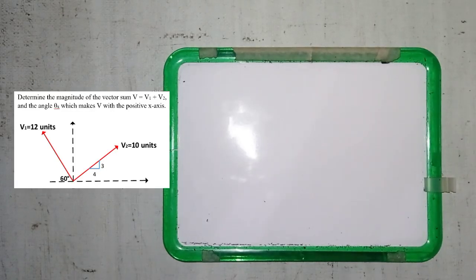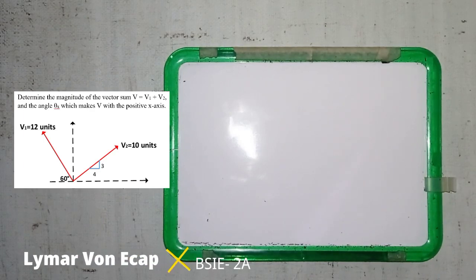Flashing now on your screen is the problem. We need to determine the magnitude of the vector sum v, which is equal to v sub 1 plus v sub 2, and the angle theta x which vector v makes with the positive x-axis.